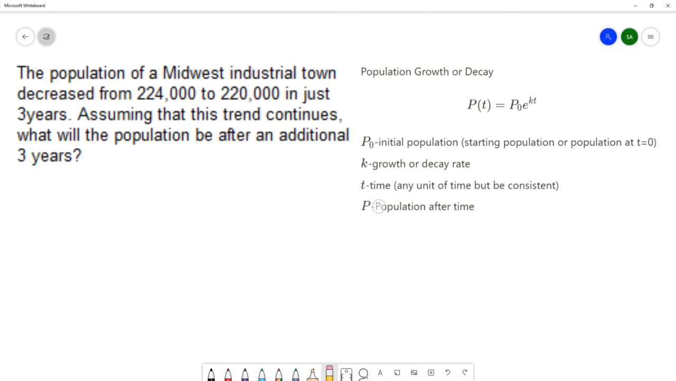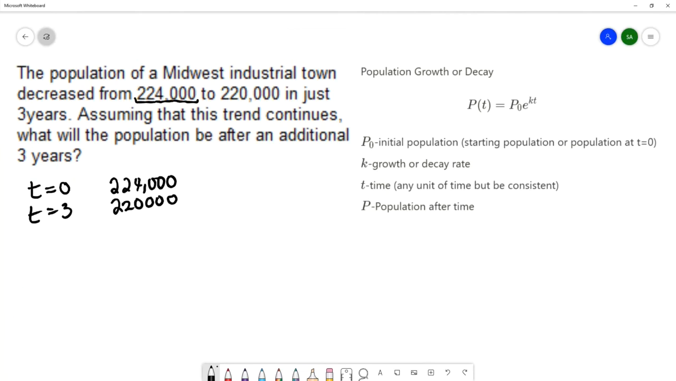And P, this P here, is the population after some period of time. So this population decreased from 224,000 to 220,000. So at the beginning, we're going to call that year 0. We have a population of 224,000, and after 3 years, we have a population of 220,000.